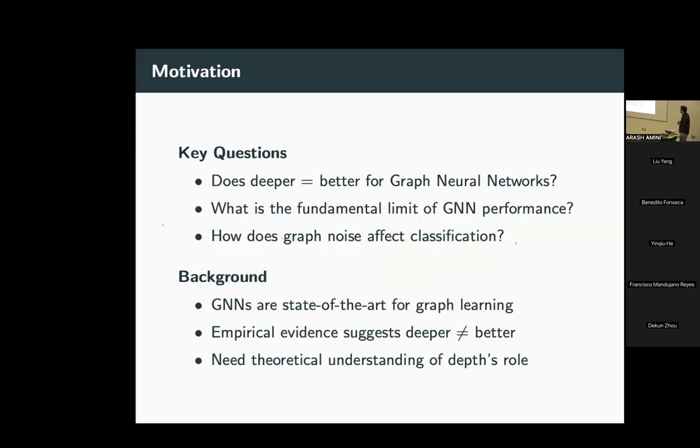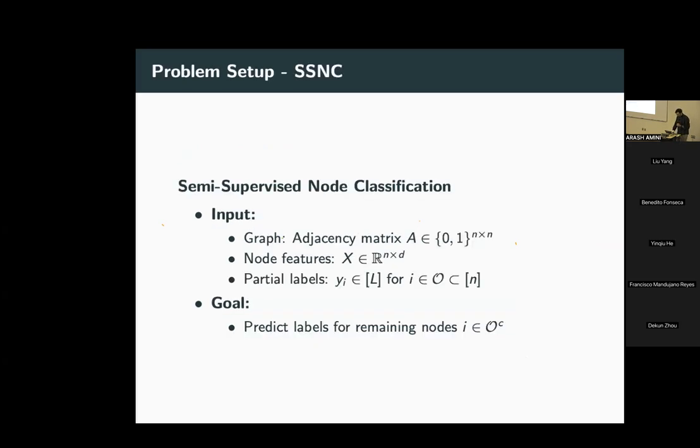Despite being state of the art for graph learning, there's this issue that people have been grappling with. So we wanted to understand, maybe from a theoretical perspective, whether there is a small optimal depth. Or, posed another way, is there a fundamental limit to GNN performance? You can't just indefinitely increase the depth. And as a byproduct, you get the effect of graph noise, which we'll talk about. Okay, so that's the basic idea.